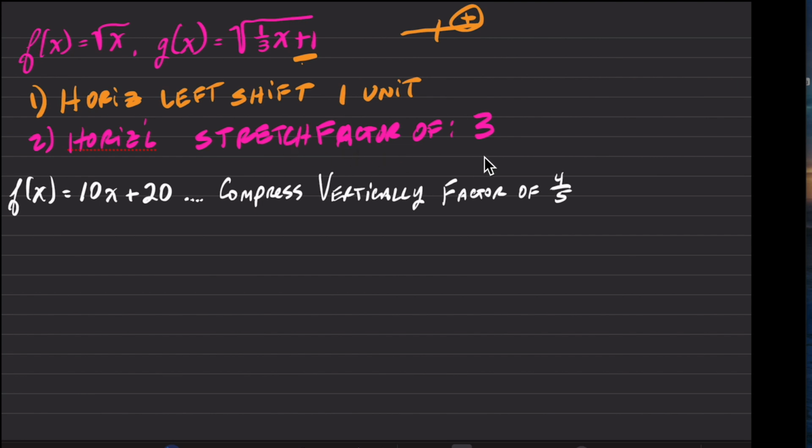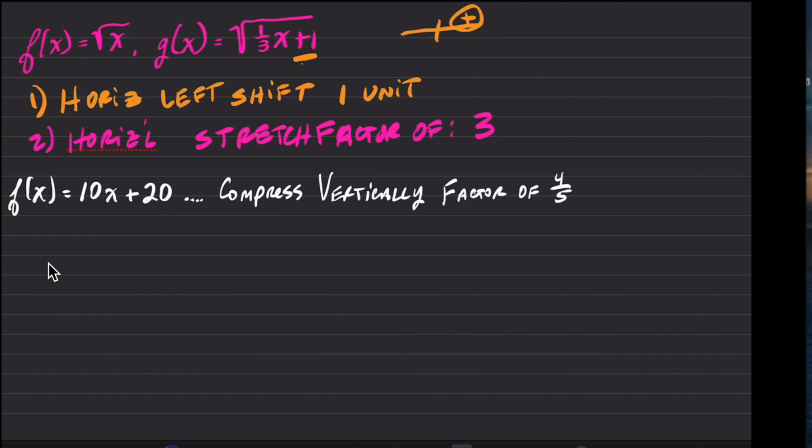Horizontal stretch, factor of 3. Okay, let's move on down here now. Now we're given an actual f of x function, not theoretic, not apparent, an actual function, and we're asked to create a g of x with this transformation.